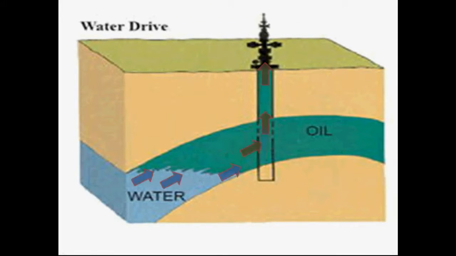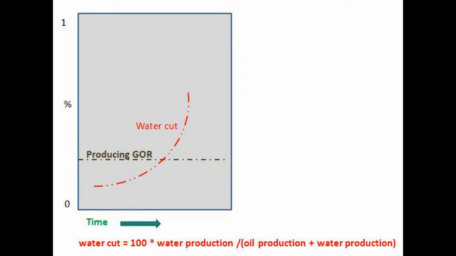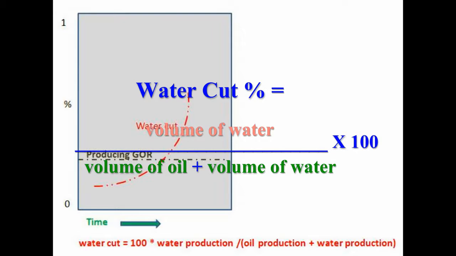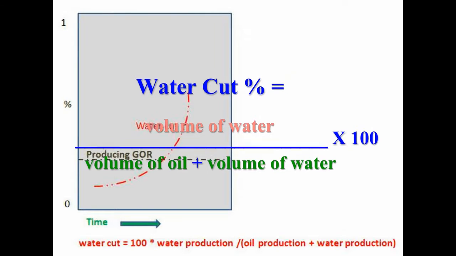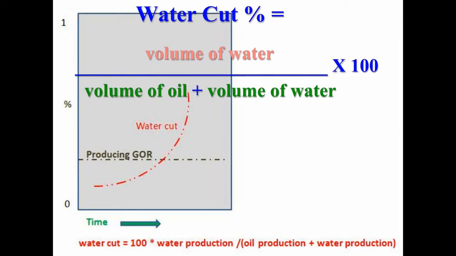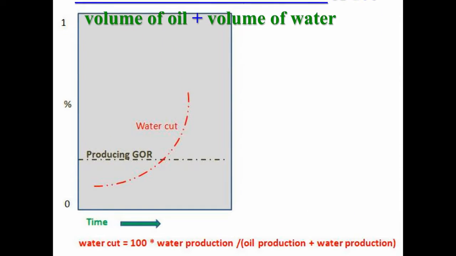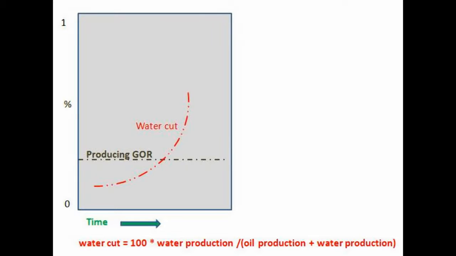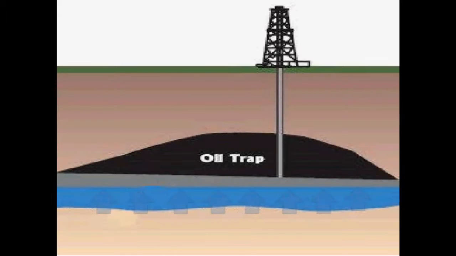We refer to the water production as the water cut. The water cut percentage is equal to the volume of water produced divided by the sum of the volume of oil produced plus the volume of water produced, times 100. Notice here that the producing GOR always stays constant because the bubble point pressure is usually never reached. Since water drives have the highest recovery rates, this recovery will be used if the water conditions are favorable.